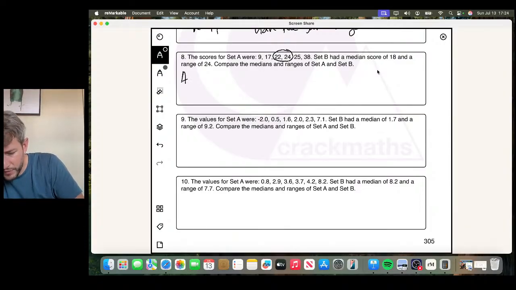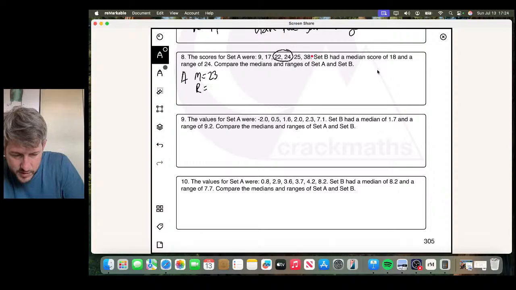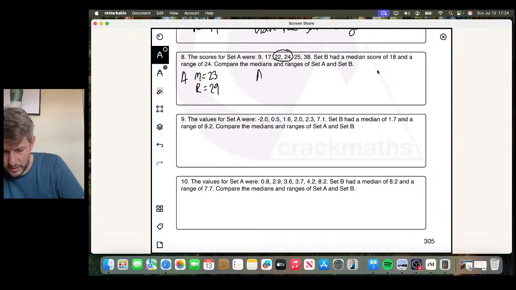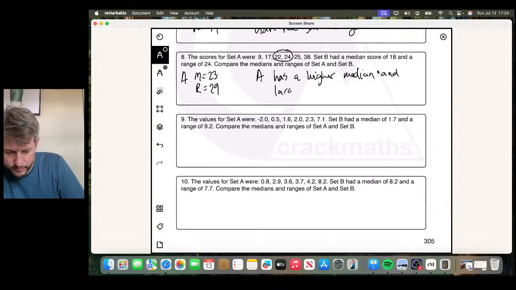So for A, the median is 23. The range is going to be 29. Okay, so set A has a higher median and a higher range. A has a higher median and larger range.